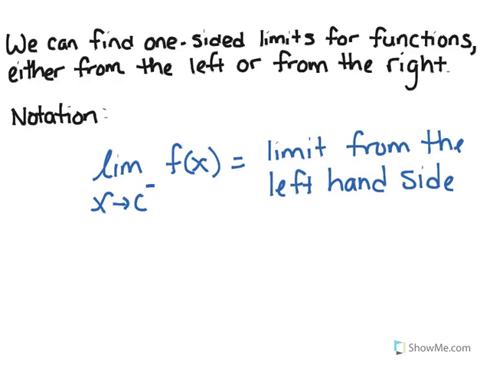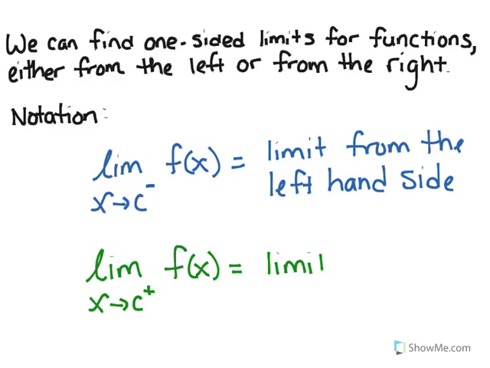That means I start on the left side of the x value that I'm approaching, and I move towards the right and say, well, what would the limit be if I was just considering this side of the graph? The other notation is very similar. We find the limit as x approaches c, with a plus sign for the exponent, if you will, of f of x. That's the limit from the right-hand side.